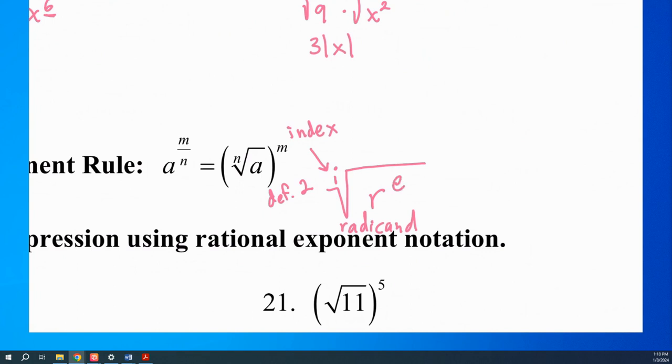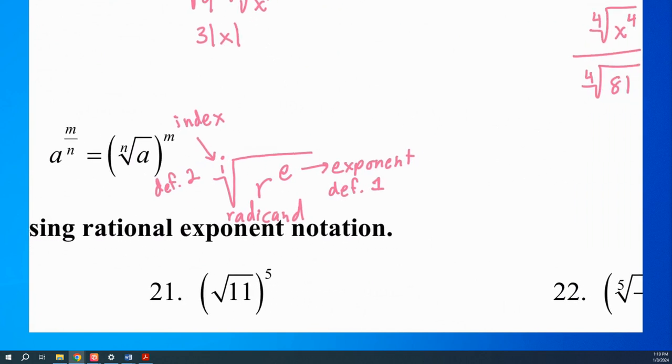And then this piece, we call this our exponent. What is our default exponent? Default exponent is 1. And so we can rewrite something like this as the radicand raised to the exponent divided by the index, which is really what you've been doing all along. Whether you believe it or not, you have been, I promise.